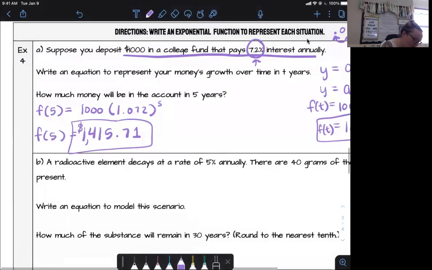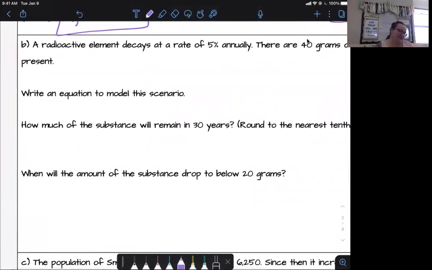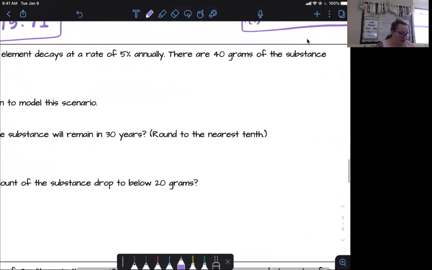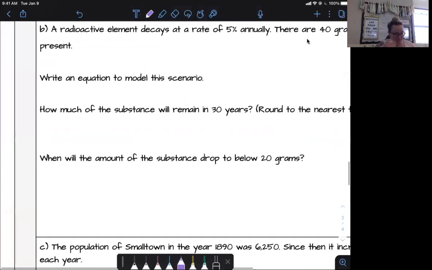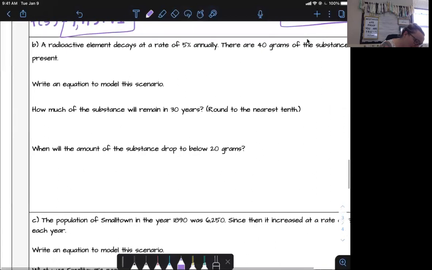All right, let's do part B. So part B, a radioactive element decays at a rate of 5% annually. There are 40 grams of the substance present. So write an equation to model that scenario. So this time we are decaying. So we're going to use exponential decay.